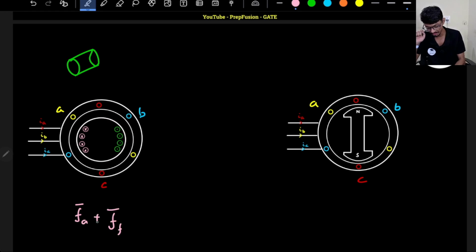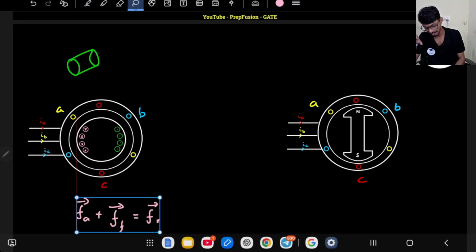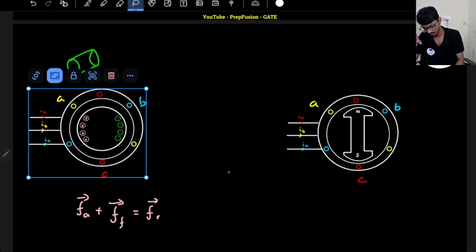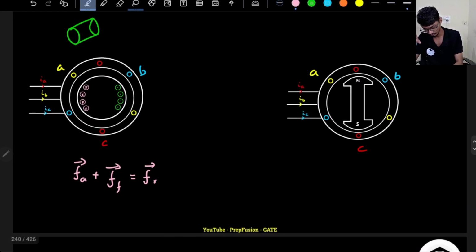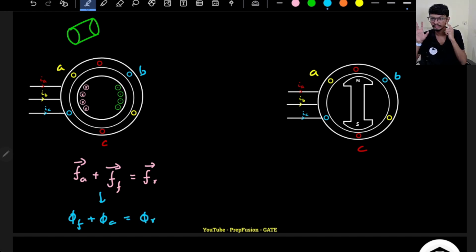So in case of cylindrical, we used to simply add these two mmfs and we used to get our resultant mmf. And we would have directly written this in terms of flux, that phi f plus phi a equals phi r. In case of cylindrical, you could do it, if you remember.